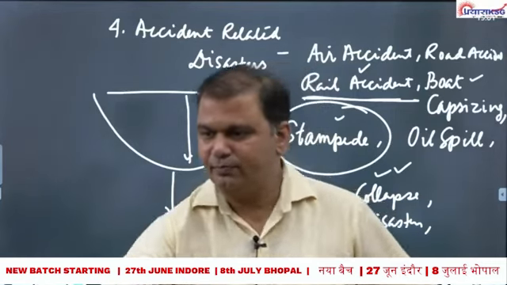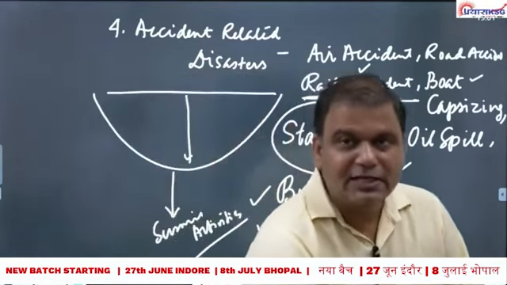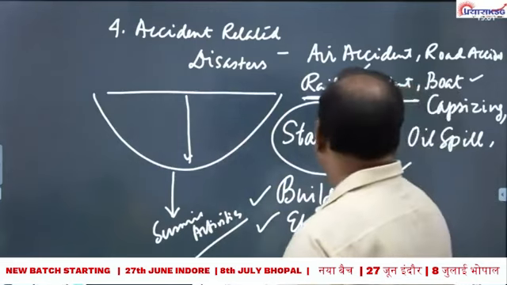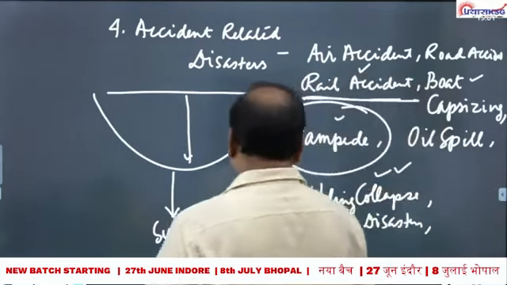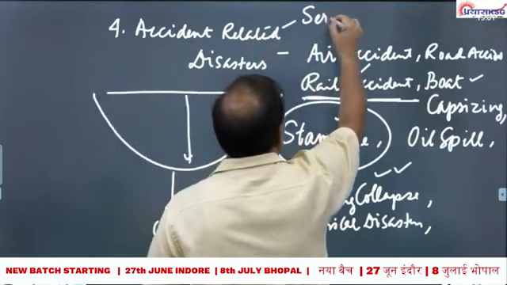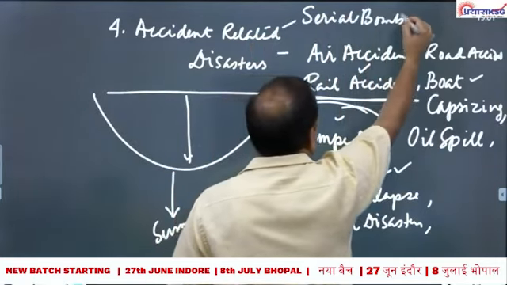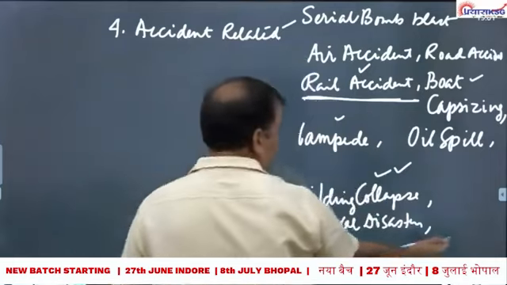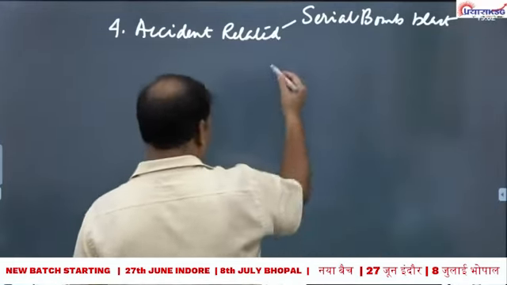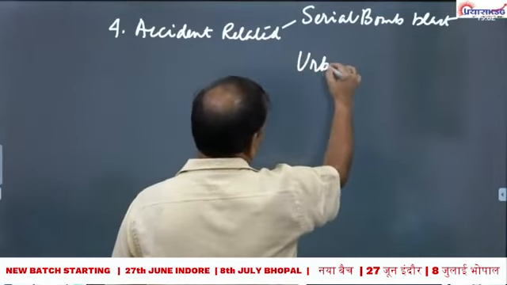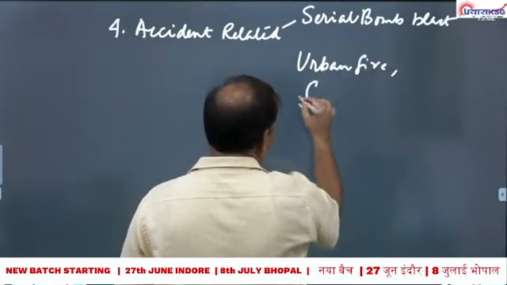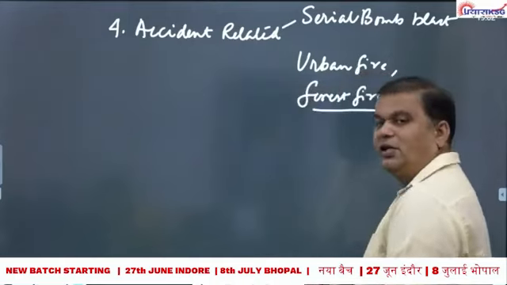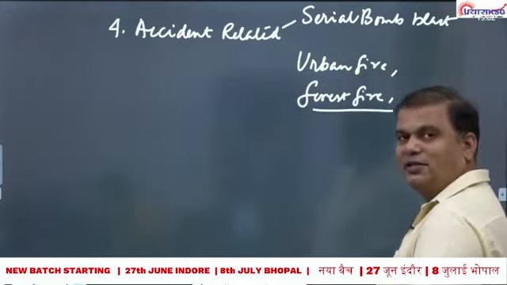Now let's move forward and discuss other disasters. So building collapse is a disaster, electrical disaster is there, and then we can see also write down serial bomb blast in that category only. Serial bomb blast, bomb blast is another disaster. Then also forest fires and urban fires. Urban fire, forest fire. So all these we'll discuss in detail. All these are nothing but accident related disasters.